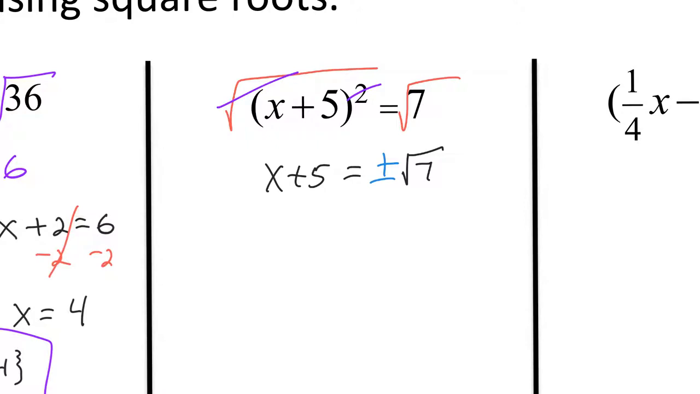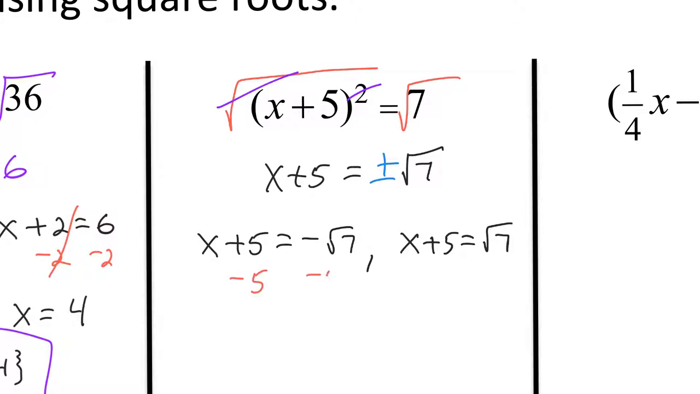Now the next step, same thing as the one before. You will make two equations. x plus 5 equals negative square root of 7. That's one equation. And x plus 5 equals positive square root of 7. So you separate the two equations. You have one negative, one positive, and then you solve. So you're going to subtract 5 here and subtract 5 over here.